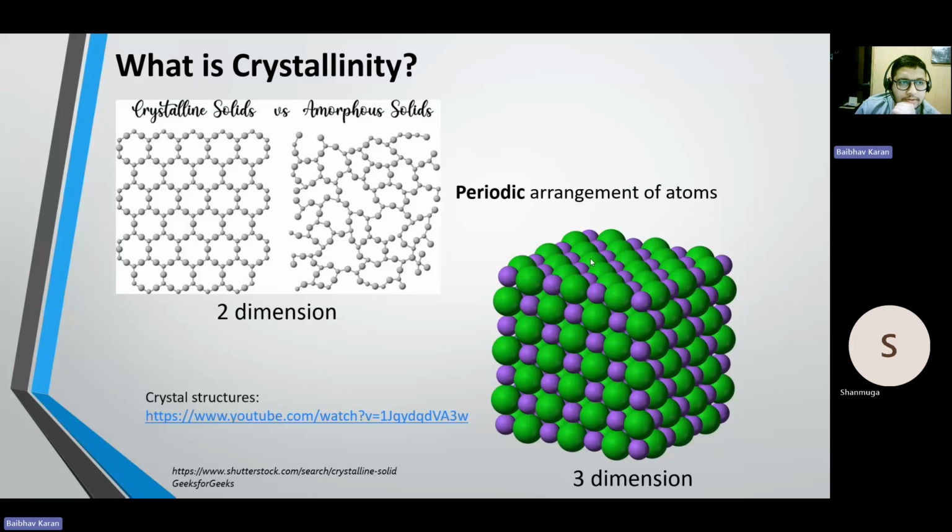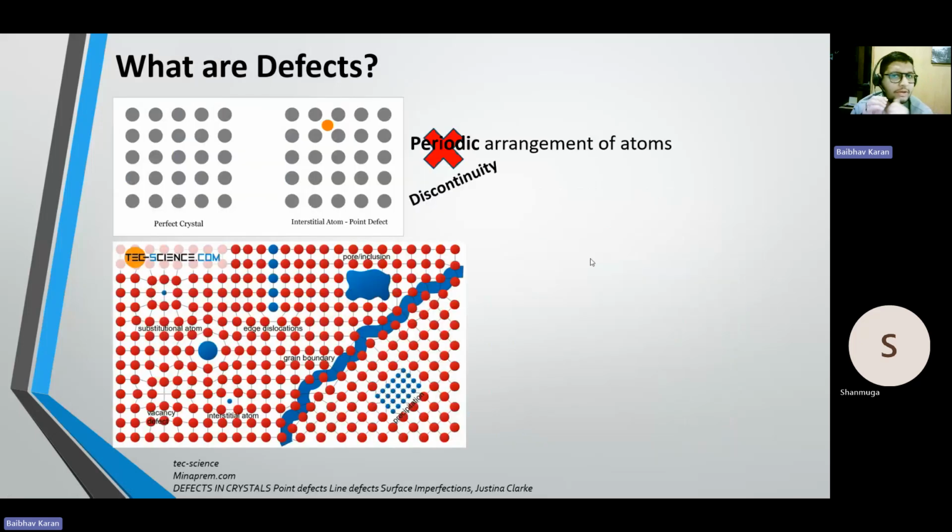So let's think of a question. If I introduce some defects in the materials, I mean, I'm adding some impurities to this periodic arrangement, or I'm creating some discontinuity in it, what will happen? The properties will change because, as I said, how periodically the atoms are arranged determines the properties of the material. So when we introduce some discontinuity in this periodic arrangement, there will be an observable change in the properties at the bulk level.